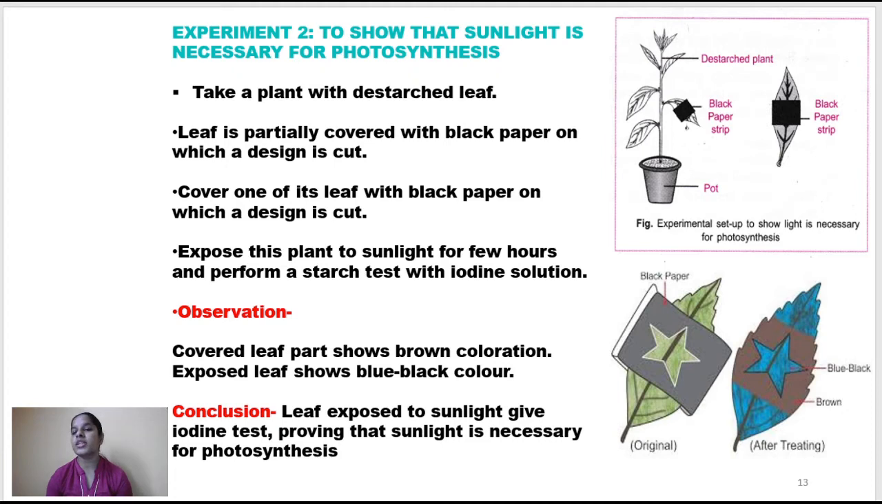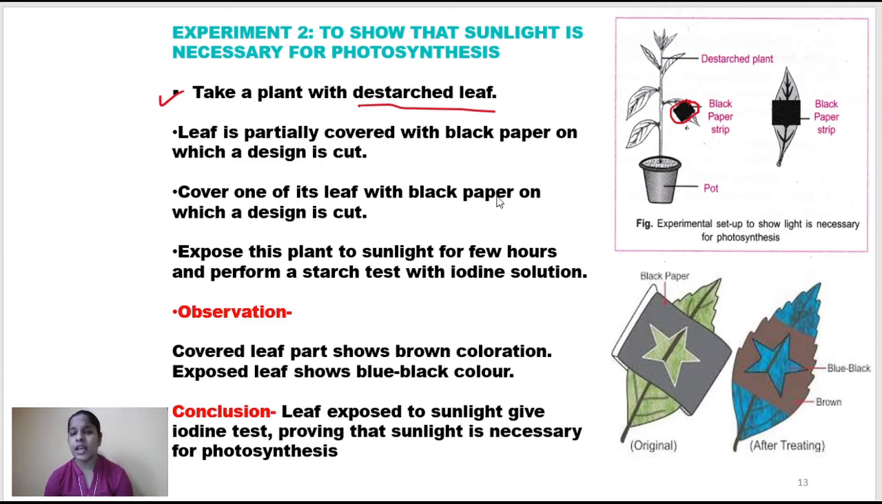The next experiment is to show that sunlight is necessary for photosynthesis. Similarly, the most important step first is to discharge the leaf, that is, the removal of the starch from the leaf. Then we have covered a portion of the leaf with black paper. You can cut a star on it, or keep it without any designs on that paper. Now this setup will be kept in sunlight for a few hours.